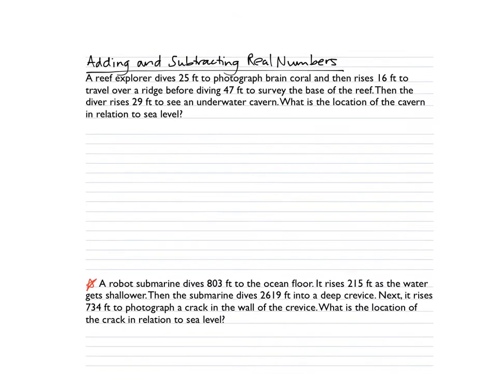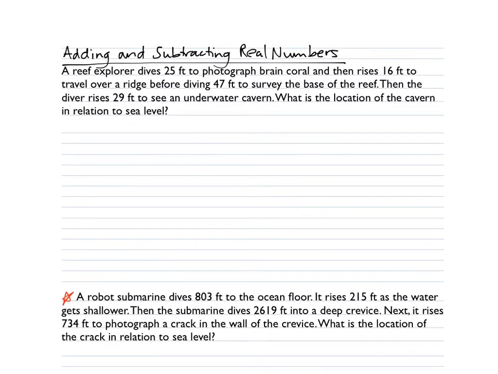Okay, now we just have a word problem. A reef explorer dives 25 feet to photograph brain coral. So it goes 25 feet and then rises 16. So you go down, so minus 25 feet, then rises 16, so it's plus 16 feet to travel a ridge, then diving another 47, minus 47, diving means it goes down, and then it's going to rise 29.